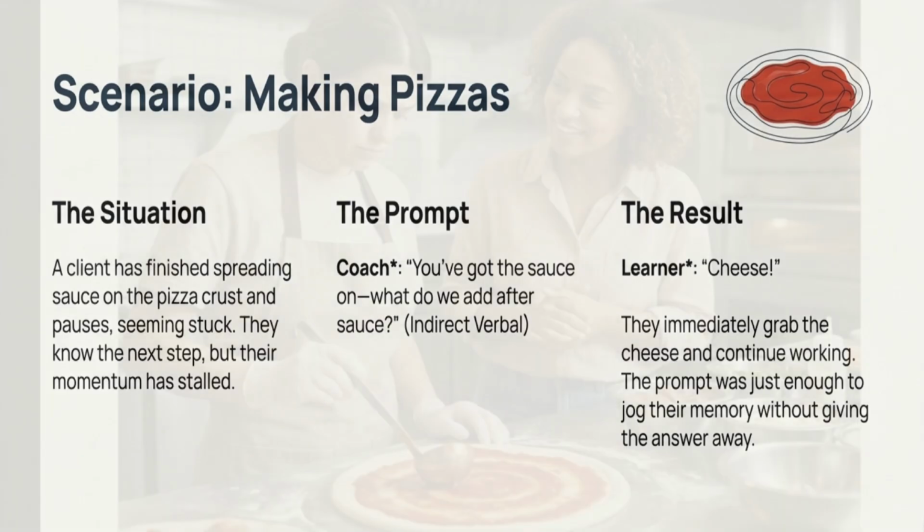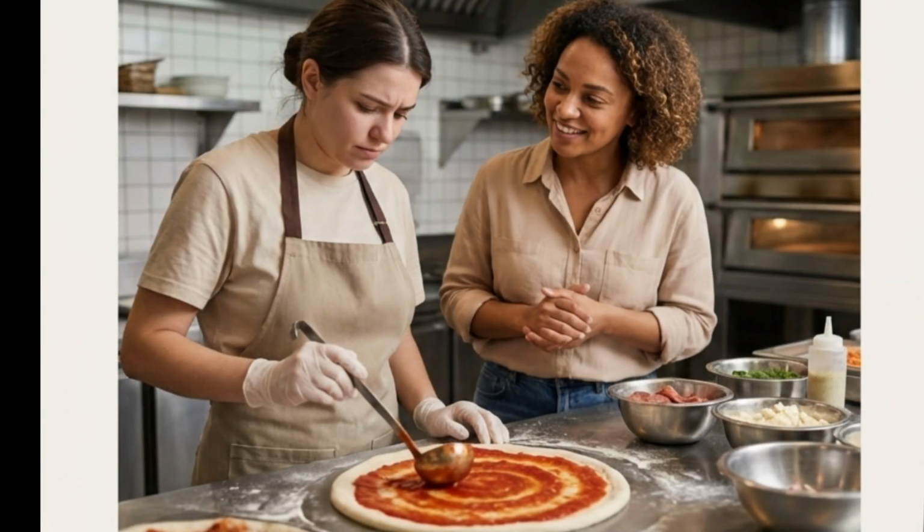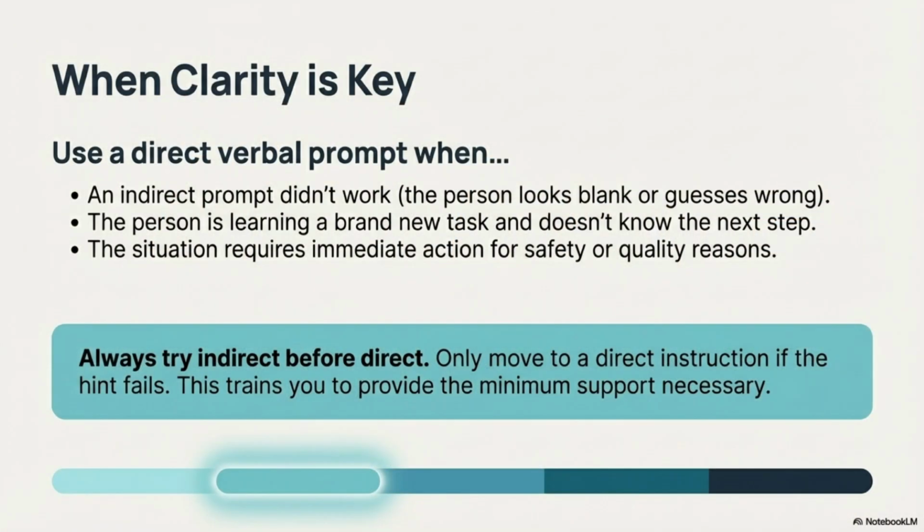Why indirect verbal is better than direct verbal? Because the person is actively retrieving the information from their memory. They're doing the mental work. This strengthens the learning. Also, indirect verbal prompts sound more natural in a workplace. Coworkers ask each other, "What's next?" all the time. It doesn't draw attention. The limitation of indirect verbal. Sometimes the person genuinely doesn't know the answer. If you ask, "What's next?" and they look at you blankly or guess wrong, you need to move to a more intrusive prompt.